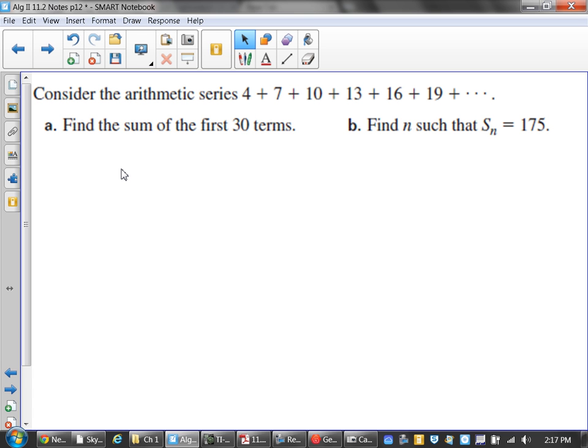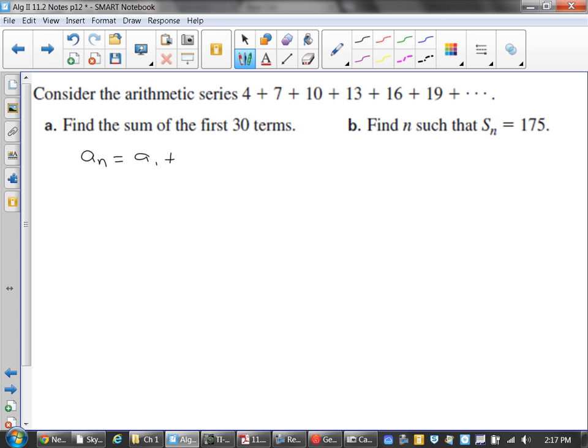Yesterday, when you were just given the plain old sequence, having to write out the rule for the nth term, you always started with writing out the nth rule. So if I start out by writing out my nth rule here, I know that the nth rule is the first term plus n minus 1 times the common difference. Now, in this case, what's my first term? 4. What's my common difference? Good.